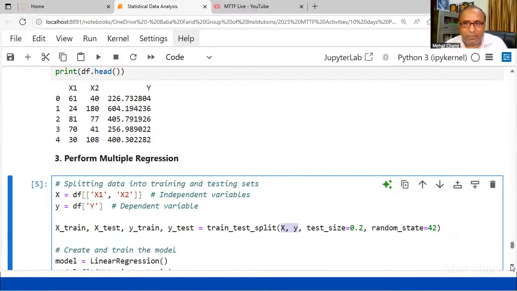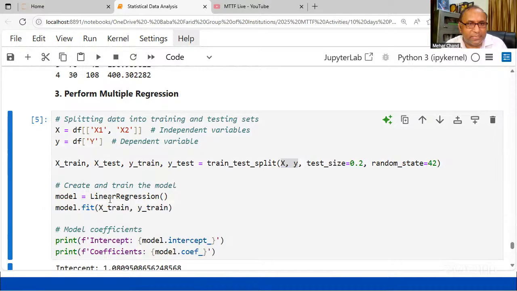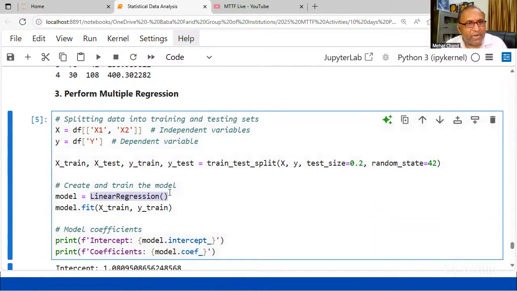Then after, we create and train the model. So model we are taking as LinearRegression. Then after, we will fit the model: model.fit with x_train and y_train. The values will be taken from x_train and y_train. So by taking these values, we will fit the model. Then after, model coefficients we will calculate, and these statements will print the intercept and coefficient values. So when we execute with shift and enter.